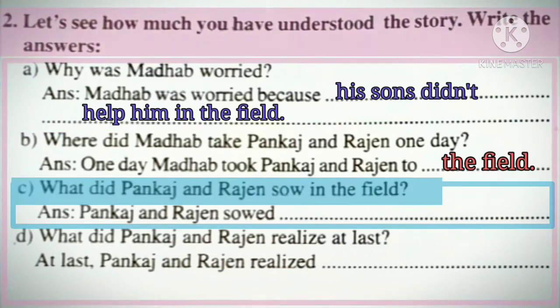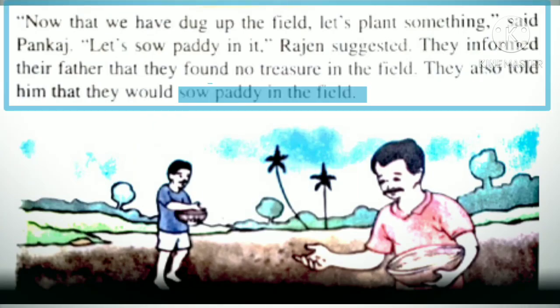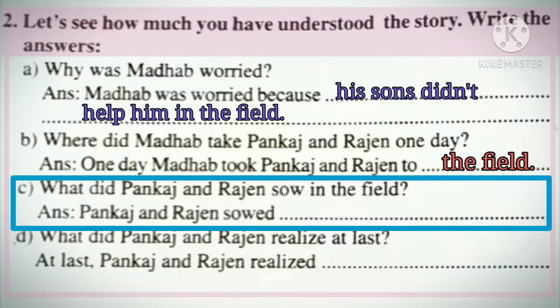C. What did Pankaj and Rajan sow in the field? Here also the answer is incomplete. It is given, Pankaj and Rajan sowed. Students, look here in the second page of the story. When they found no treasure after digging the field, Pankaj and Rajan decided to sow paddy in the field and they informed their father about it. Therefore, the answer will be, Pankaj and Rajan sowed paddy in the field.